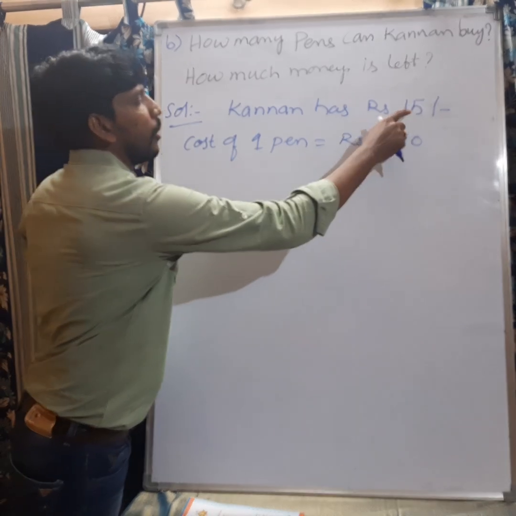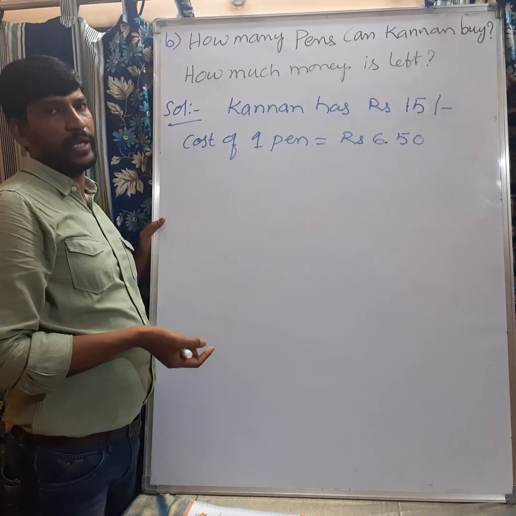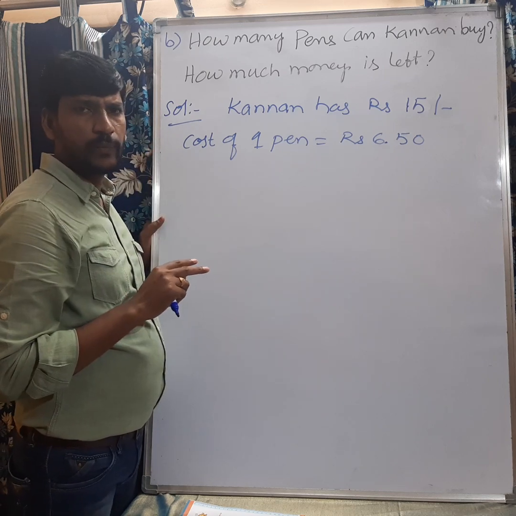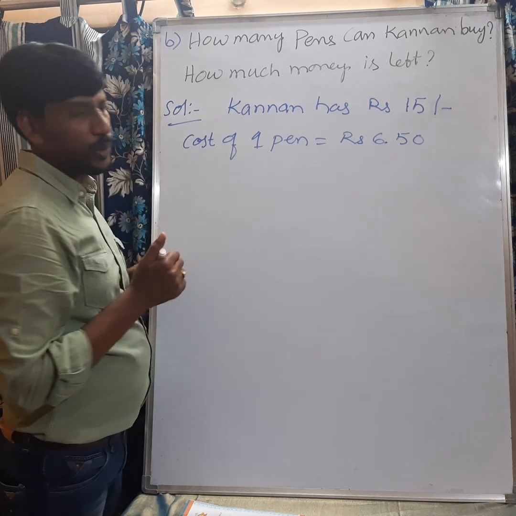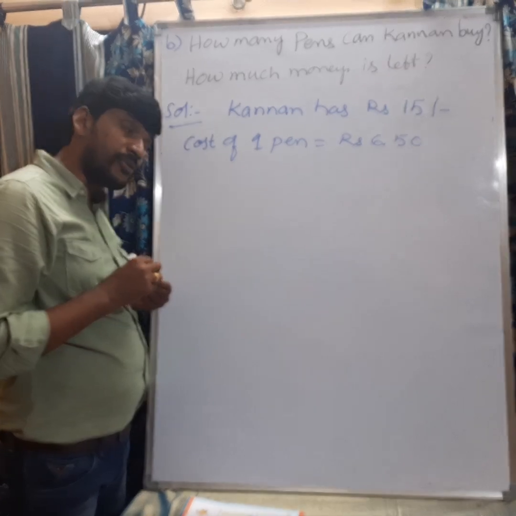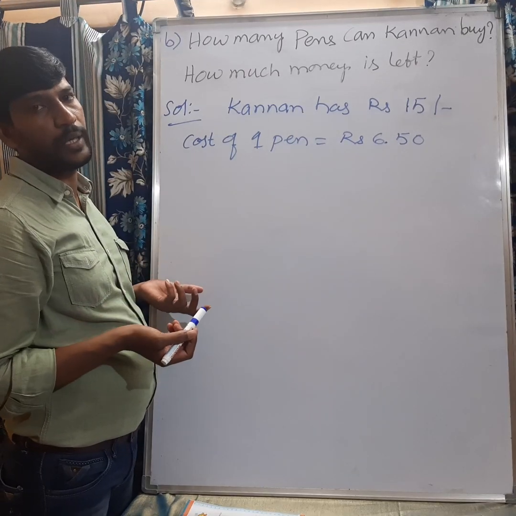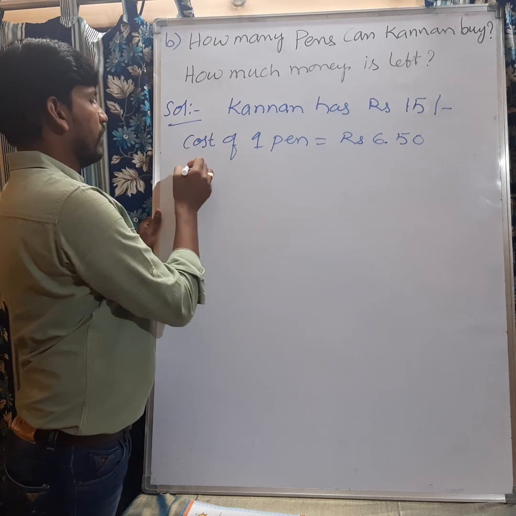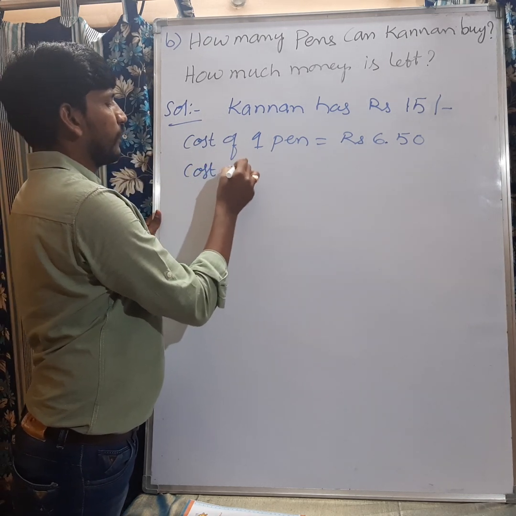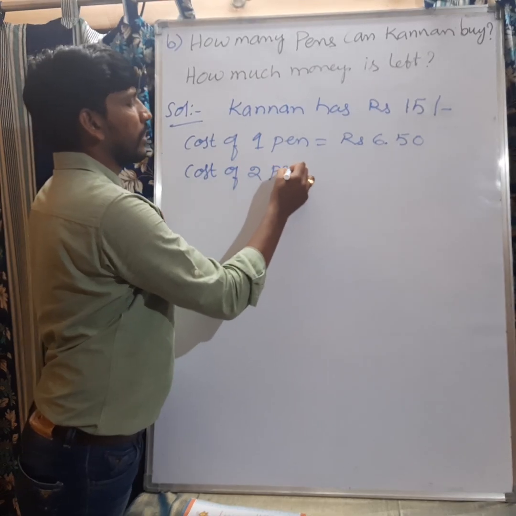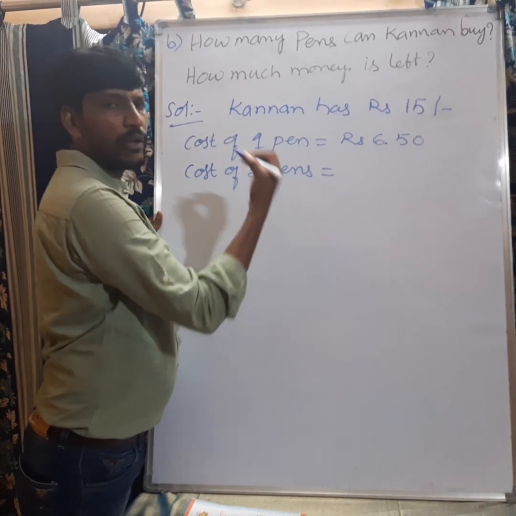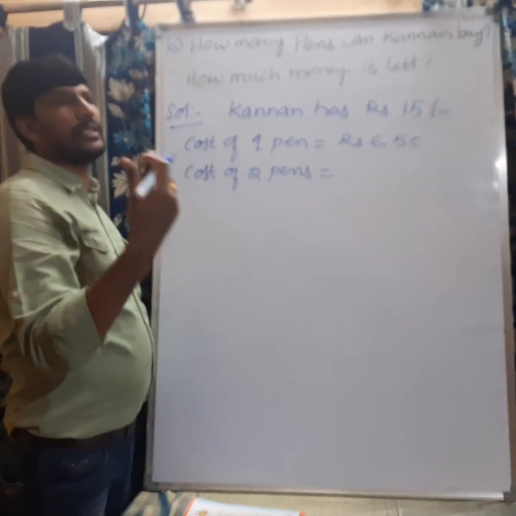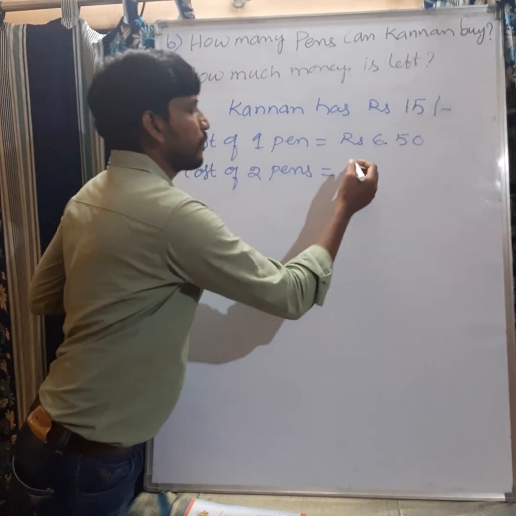Clear? So how much amount does Kannan have? 15 rupees. Now you can do the calculations. So what is the cost of 2 pens? See, the cost of 1 pen is equal to 6 rupees 50 paisa. Then the cost of 2 pens is equal to 13 rupees. How? By adding. You have to add, no problem. Or you can multiply. Or you can add. Whichever is easy, you need to find out.